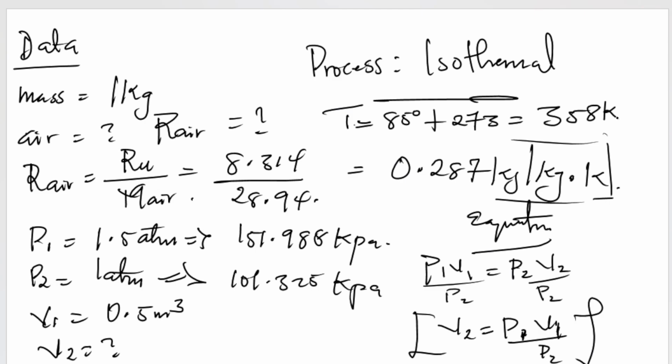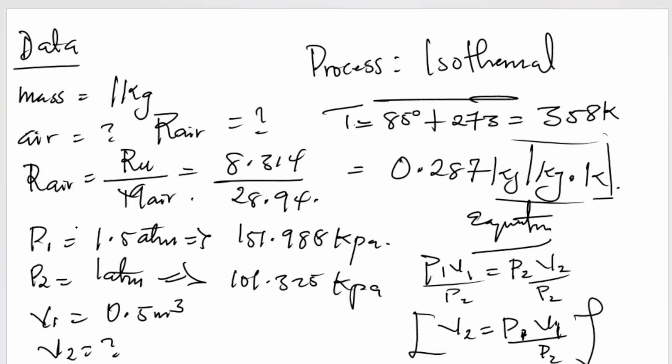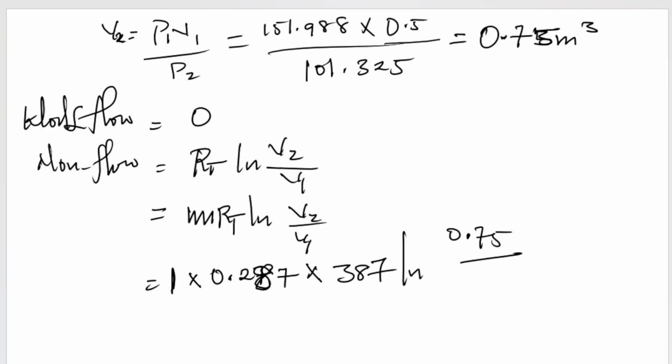So since we've gotten 358 Kelvin, you go back to your equation and you input your new value for your temperature, which is 358 ln, what's V2? We know that our V2 was 0.75 divided by your V1. Your V1 was given to be 0.5 from your question. Are we together?